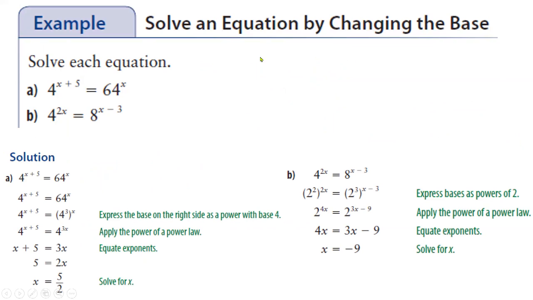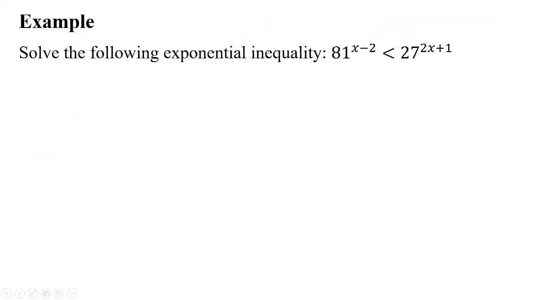Okay, so next, as I mentioned, we shall also be able to solve simple exponential inequalities after this lesson. So now let's have a look at an example question that involves an exponential inequality. Please solve the following exponential inequality: 81 raised to the power of x minus 2 less than 27 raised to the power of 2x plus 1. Okay, first I'll give you 10 minutes to think about this question.